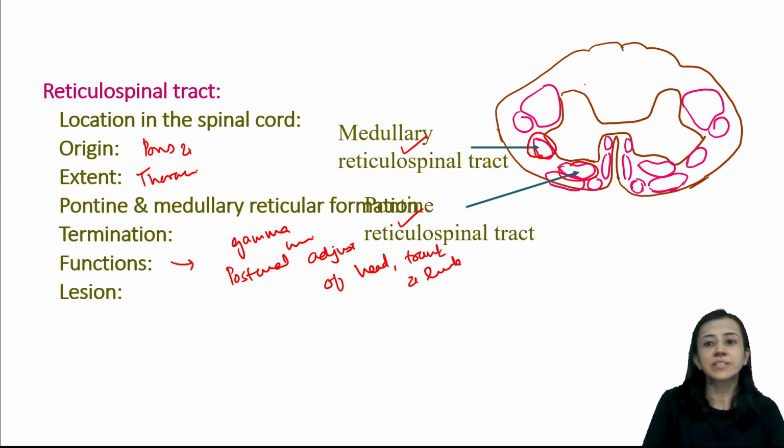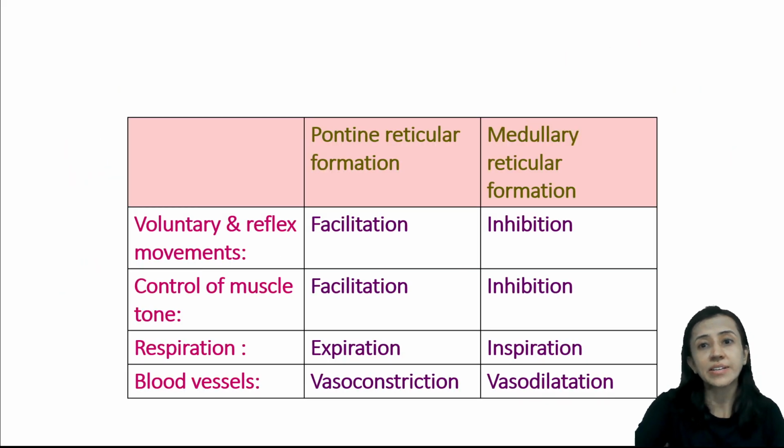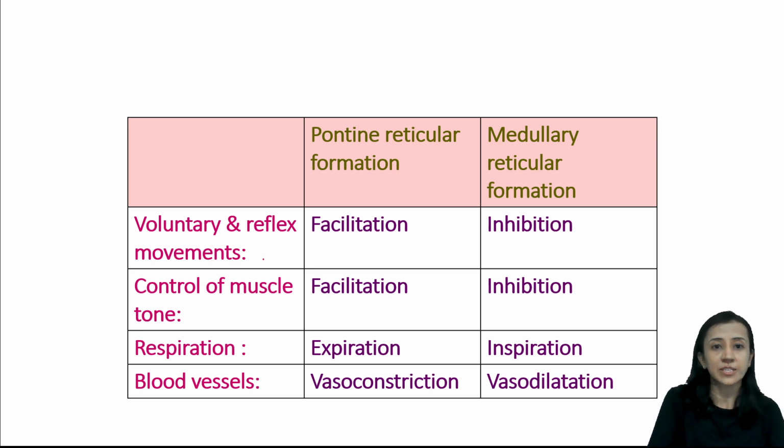And a lesion that results in a disturbance in this adjustment. Another important function here is of the pontine and medullary reticular formation. They also have action on other movements like voluntary and reflex movements, which are facilitated by pontine reticular formation fibers, whereas inhibited by the medullary one. Muscle tone is facilitated by the pontine reticular formation and inhibited by the medullary one.